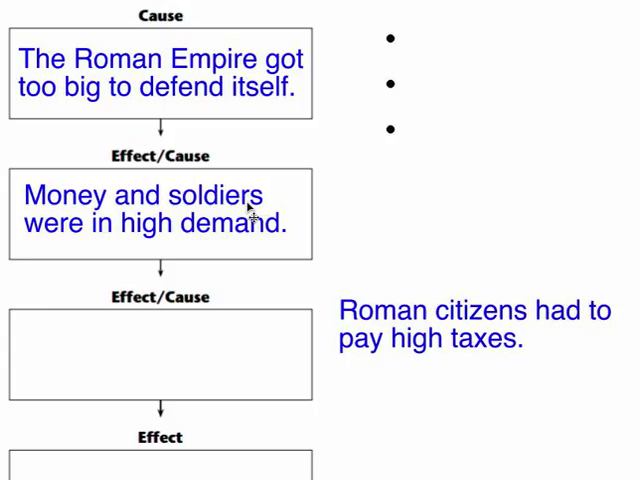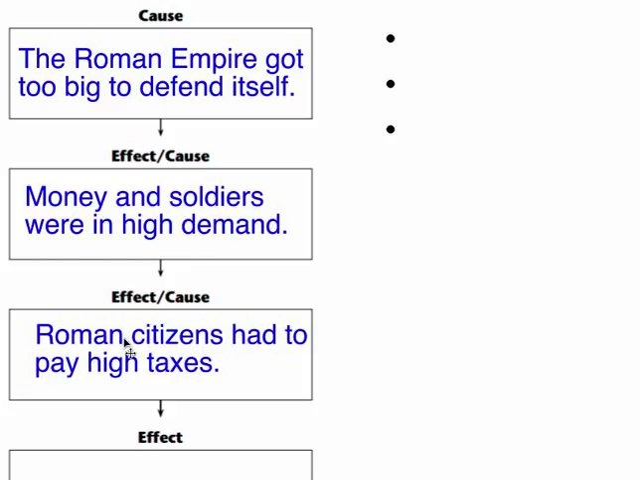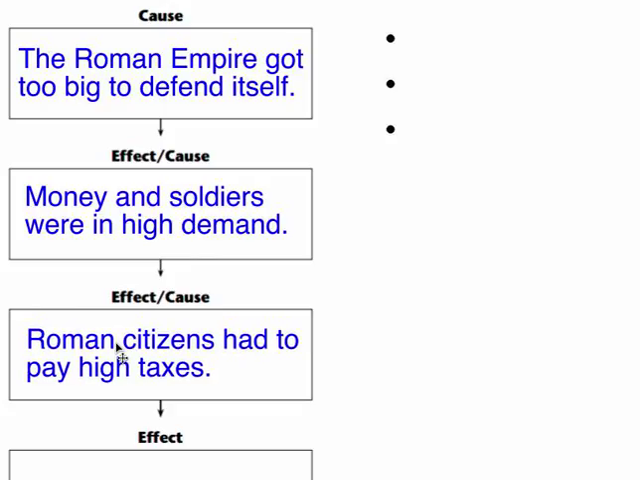And so I'm thinking this led to the effect that money and soldiers were in high demand. The empire needed money, and it also needed people to be in the army. Okay, so this is becoming a cause then for why Roman citizens had to pay higher taxes. Okay, I'm going to pause here because I'm realizing that I talked about money and soldiers being in high demand. So money, the effect of the cause of needing money led to the effect of Roman citizens paying higher taxes.